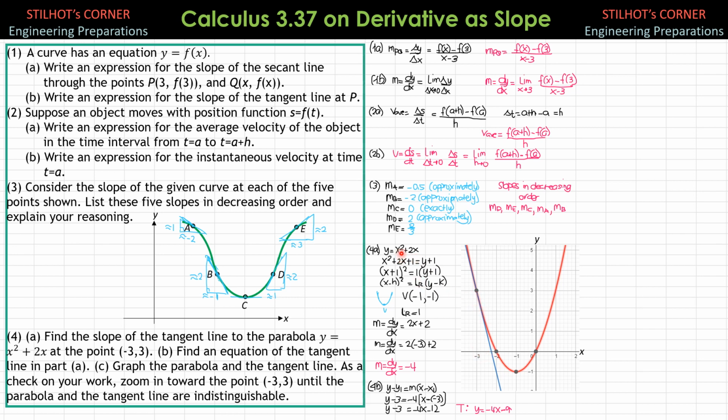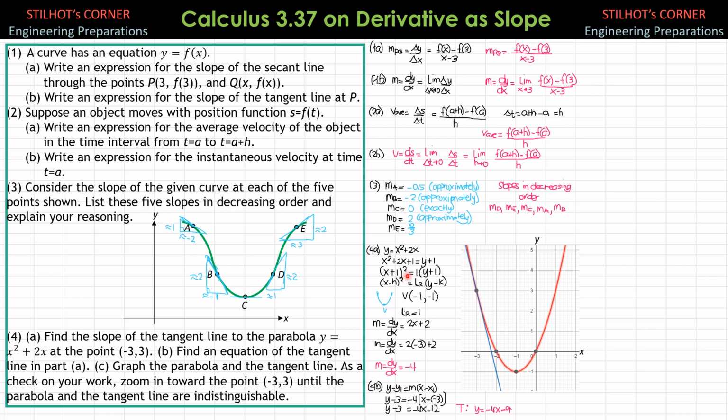Then negative 2, comma 0. Then negative 1, comma negative 1, the vertex. Then 0, comma 0. Then 1, comma 3 here. Then you just extend the parabola. Then that's the shape of the parabola.